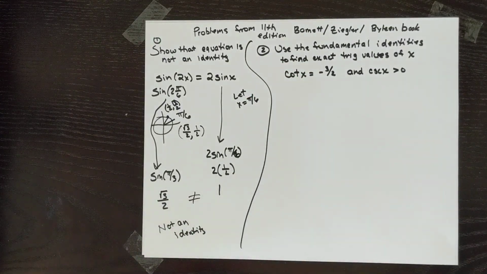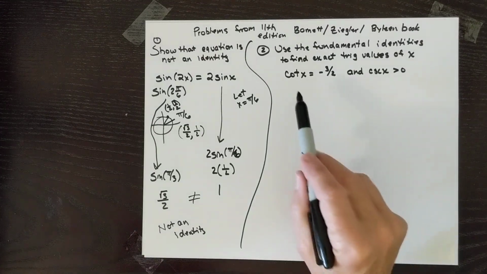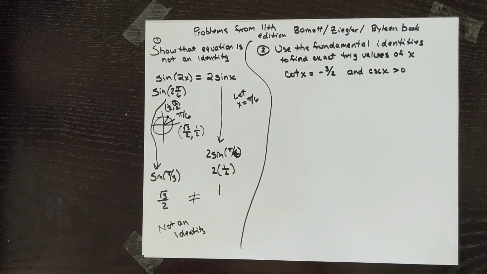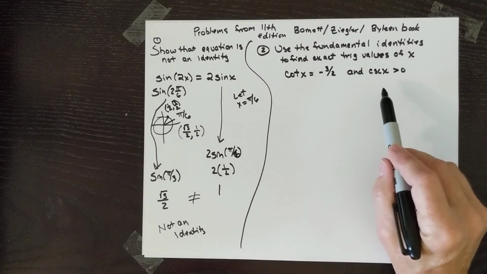Okay, here's the second example about fundamental trig identities. It says find the exact value of all 6 trig values of x, and we want to write it in exact value. So we have to use the fundamental identities to do this. There are many other methods to find these, but what we're doing is practicing the fundamental trig identities. They give us that the cotangent of this angle x is -3/2, and that the cosecant of this angle is positive.